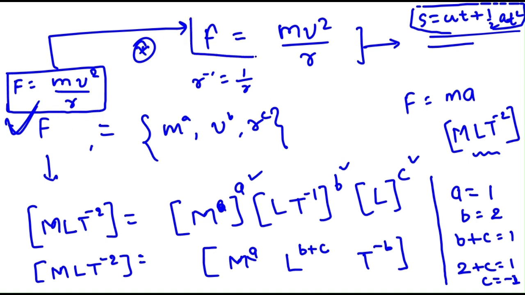This is F equals mv square by r. So let's check if it is coming or not. In case of any doubt, you can ask in the comment box, of course.